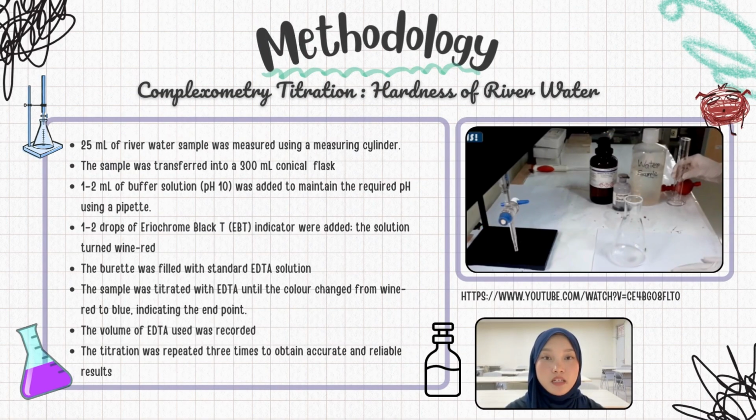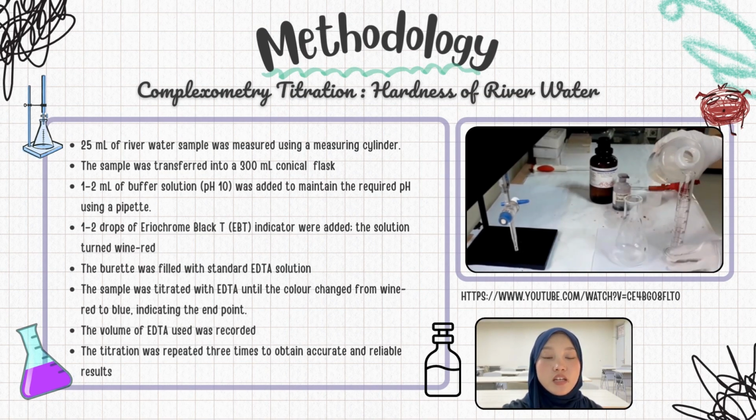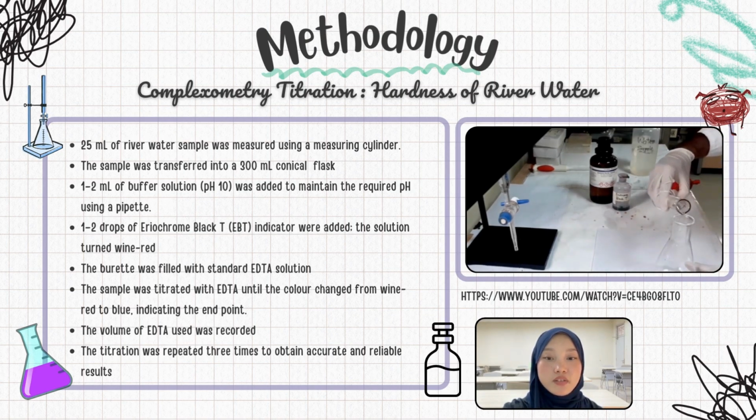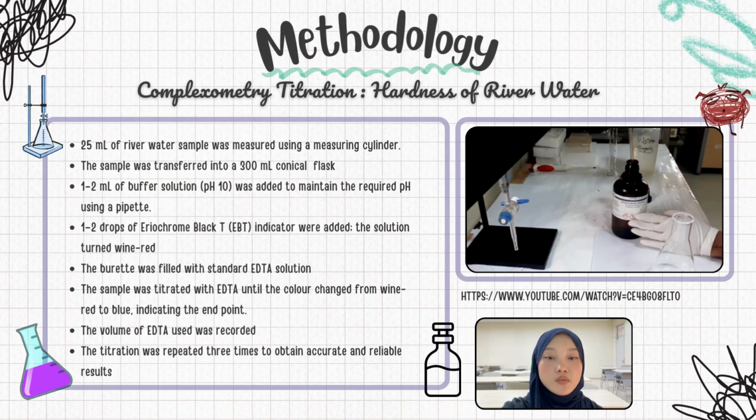This slide explains the methodology used to determine total hardness of river water using EDTA complexometric titration. First, 25 ml of river water sample was measured accurately using a measuring cylinder and transferred into a 300 ml conical flask. Next, 2 ml of buffer solution at pH 10 was added using a pipette. This step is really important because EDTA forms stable complexes with calcium and magnesium ions only at pH 10.